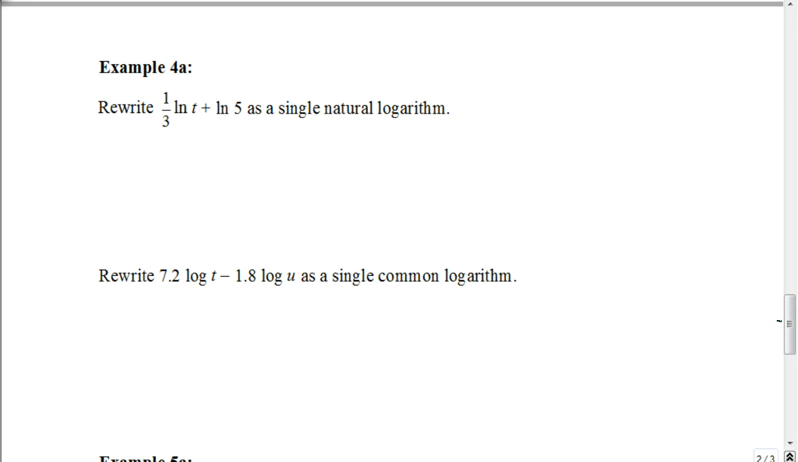So let's look at some other ones. These are a little bit easier. We want to rewrite these as a single logarithm. So this would be 1/3 times the natural log of t plus the natural log of 5. Again, this 1/3 would be an exponent for the t. So this would be the natural log of t to the 1/3 power plus the natural log of 5. So in this case, we would multiply these two values together. So our answer would be the natural log of 5 times t to the 1/3 power. And that would be your answer.